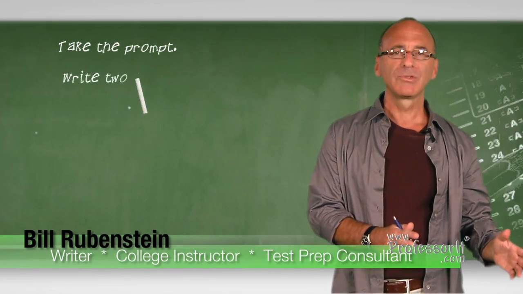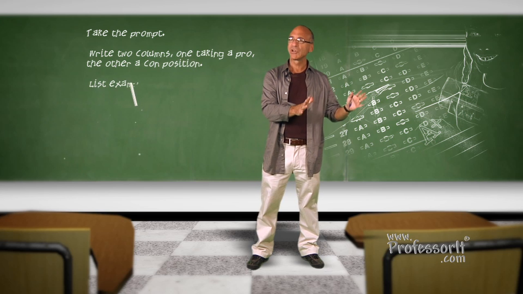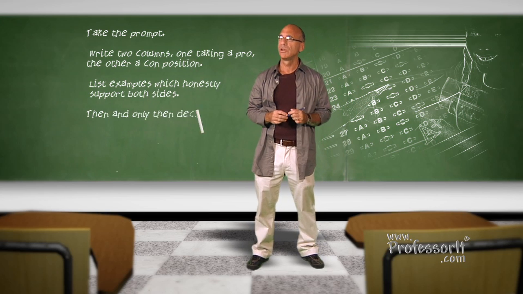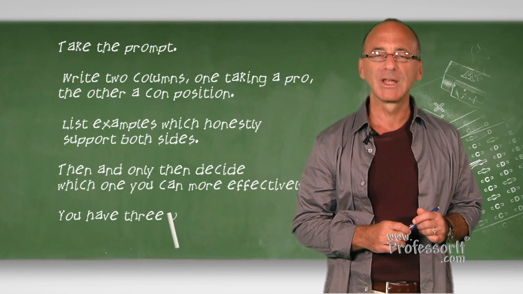Here's how. Take the prompt. Write 2 columns, one taking a pro, the other a con position. List examples which honestly support both sides. Then, and only then, decide which one you can more effectively defend. You have 3 or 4 minutes for this planning session.